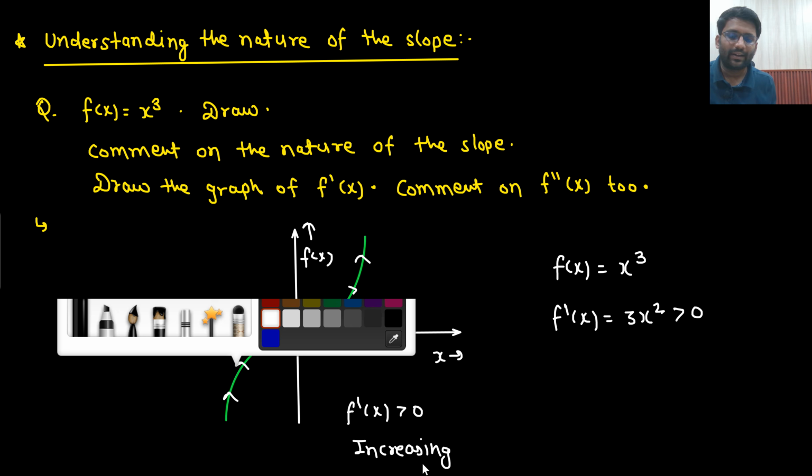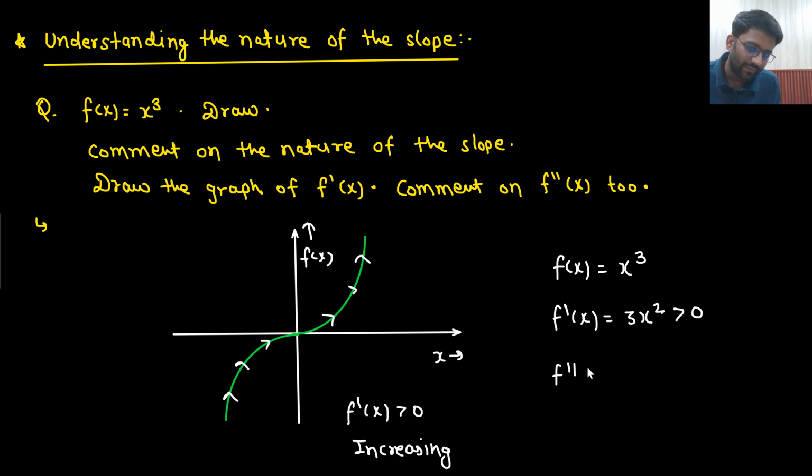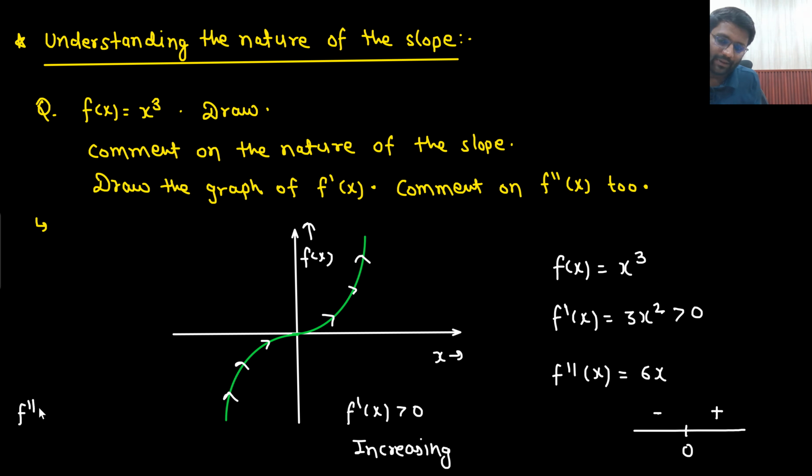Now let's talk about f''(x). What will be f''(x)? Sir, f''(x) would be nothing but 6x. When will this become 0? 6x will become 0 at x equals 0 only. So for x greater than 0, this will be positive. For x less than 0, this will be negative. So f''(x) is positive for x greater than 0 or equal to 0, whatever it is, and it will be negative for x less than 0.